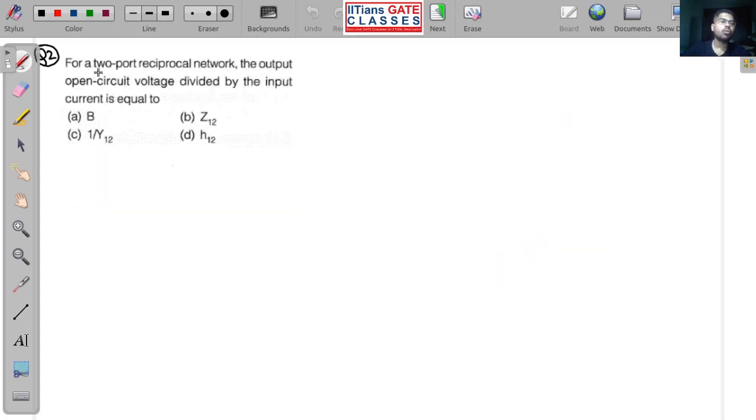Now question number 2: for a two-port reciprocal network, the output open circuit voltage divided by the input current is equal to. Output open circuit voltage, open circuit means I2 is equal to 0, divided by input current. So what is this? V2 by I1 when I2 is equal to 0.